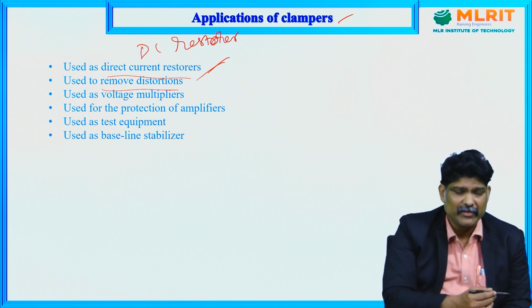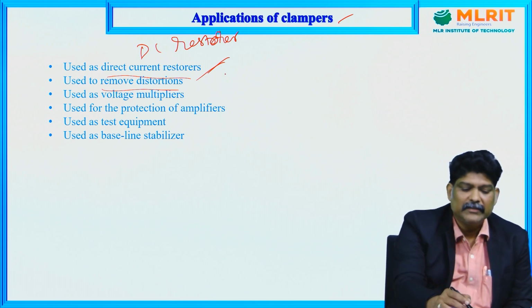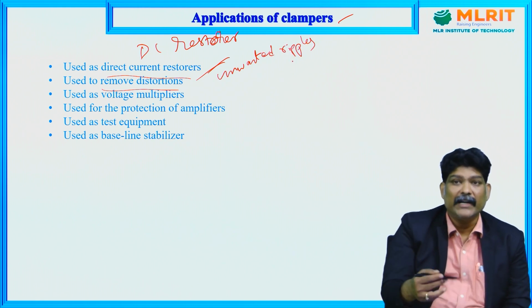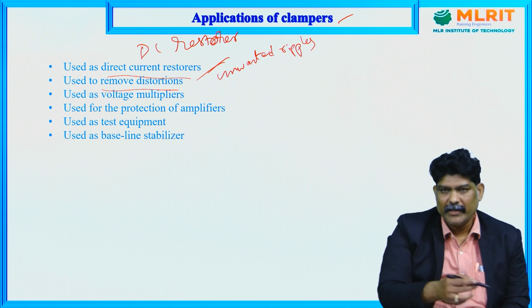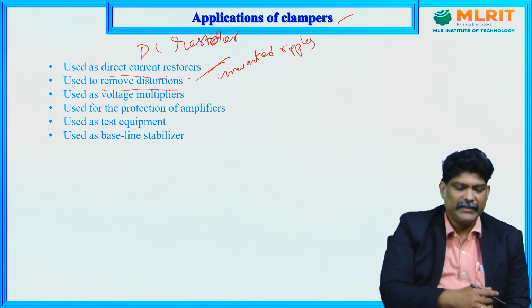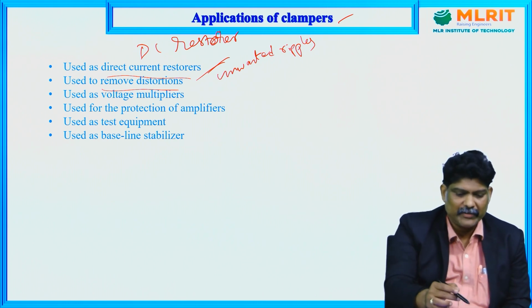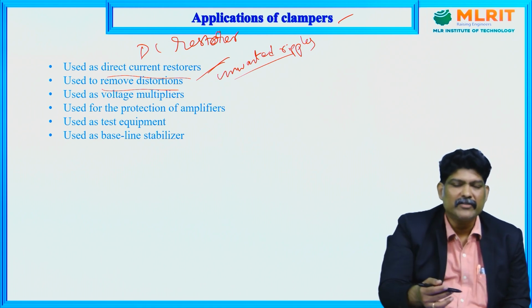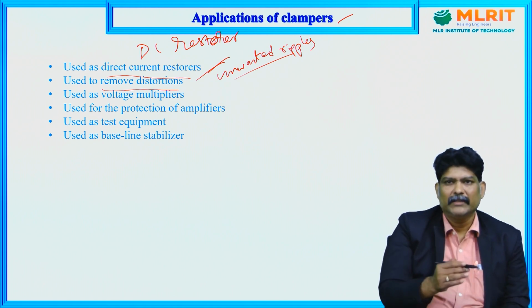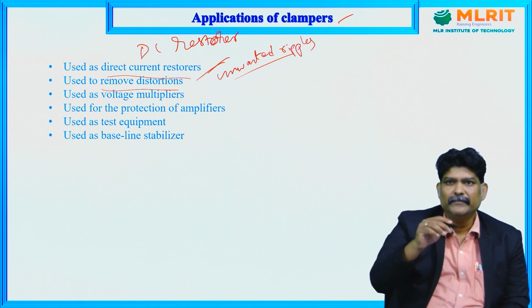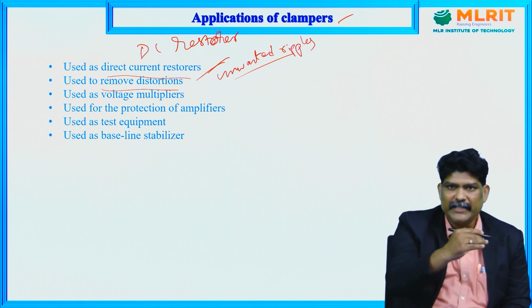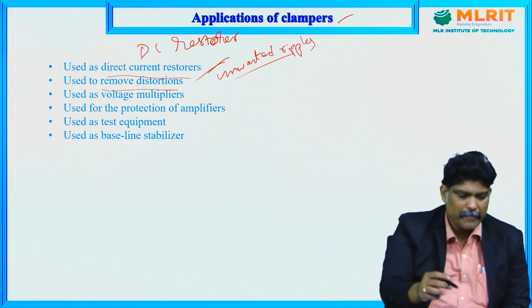What do you mean by distortion? Distortion means unwanted ripples, that is, undesirable AC content in a particular DC electronic device. That can be removed, because the basic function of your clamper is that it does not change the shape of the input signal. It just shifts it, or adds DC to the AC signal.